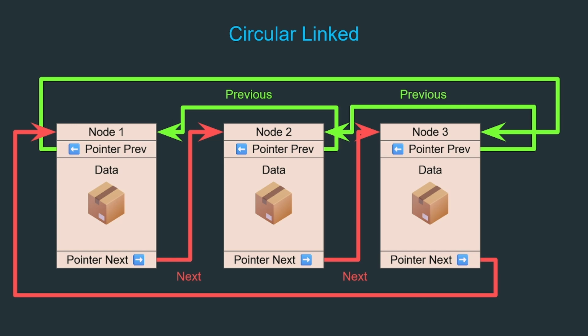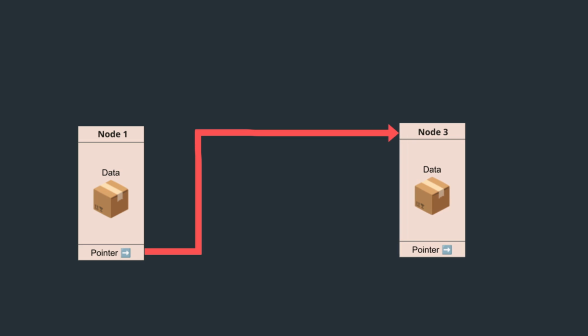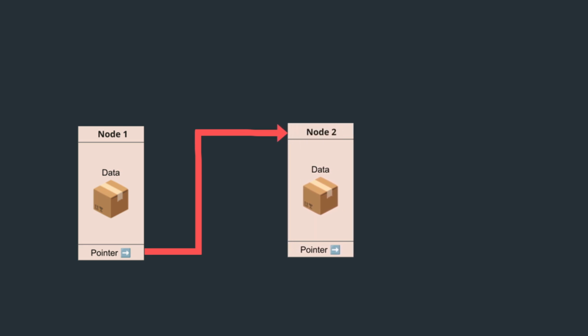Let's look at a quick animation of how we delete and insert nodes before we start coding. Let's say we wanted to delete node 2. The first thing we do is update node 1's pointer to point to node 3. Then we can disconnect node 2 from node 3 and delete node 2. Now the deletion process is complete.